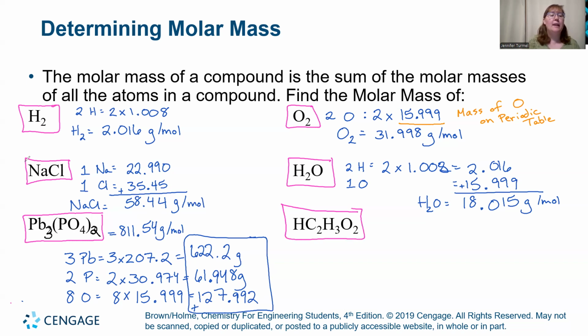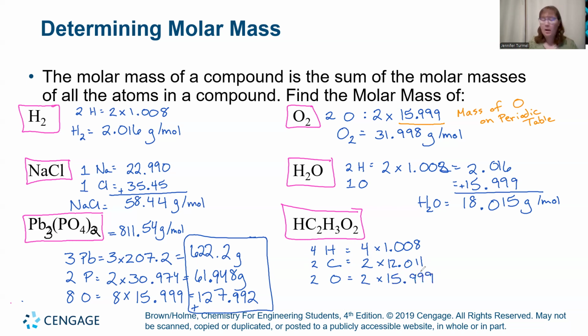And in our acetic acid, we have 4 hydrogens and 2 carbons and 2 oxygens. So that means that our hydrogen is 4 times 1.008, and our carbon is 2 times 12.011, and our oxygen is 2 times 15.999. Okay, why don't you pause the video there and calculate that?